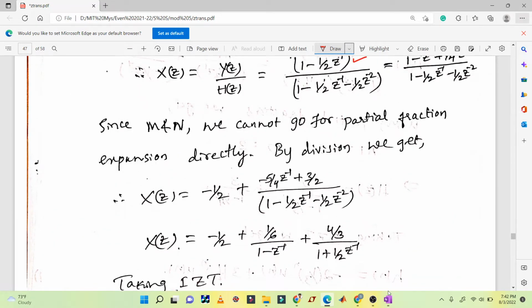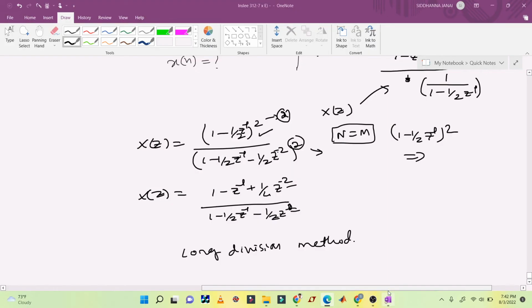Okay, after applying the long division method, which I taught in the previous class, we will get minus 1 by 2. That is, only once we have to apply. Then we will get minus 1 by 2, which is on the top.